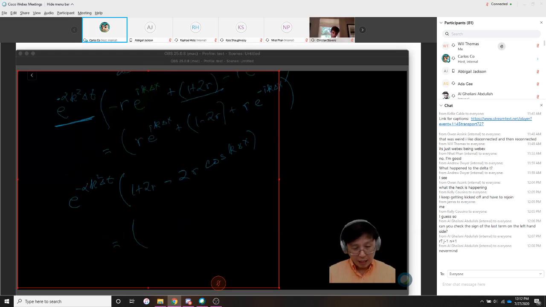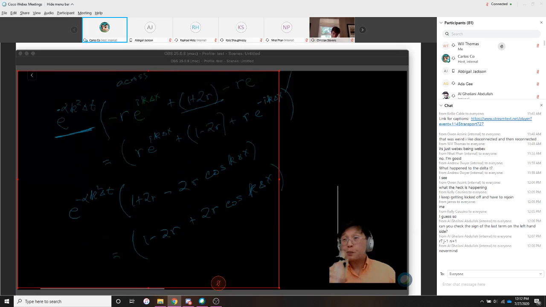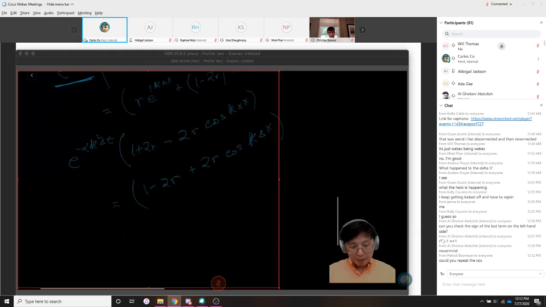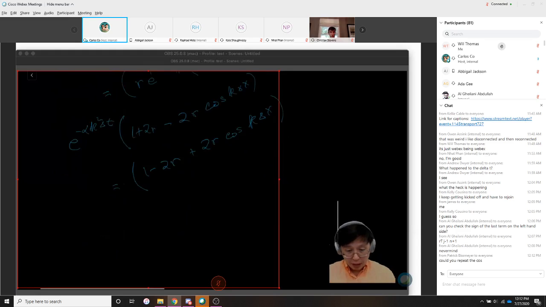Okay? And then on the other side, you're going to have something very similar. On the other side, you're going to have a 1 minus 2r, right? And then plus 2r cosine k delta x. Are we together at this junction? Is everybody good with this? Okay. So let's see. We can do a bit more simplification.